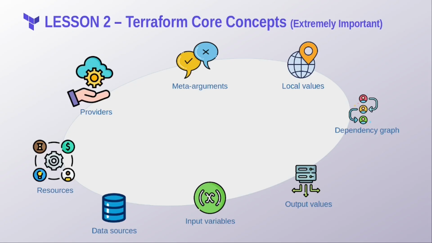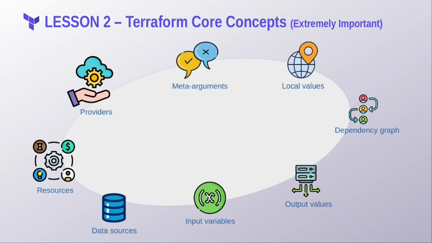Step number 2, build a dependency graph. Terraform analyzes which resource depends on which, what must be created first, what can be created later, what can be created at the same time. The graph is called the dependency graph. Step number 3, execute the graph. Terraform then creates, updates, and deletes resources in the best possible order and in parallel when possible.